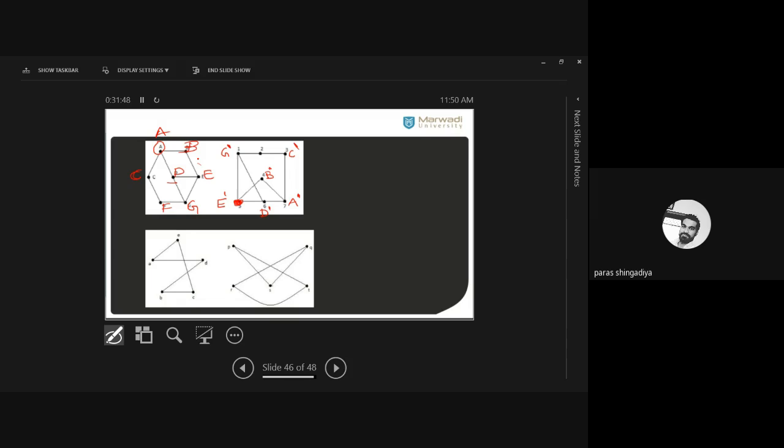Clear? F is adjacent with C and G. So here you can find such a place. Its degree should be 2 and it should be adjacent with C and G. Clear? And one more vertex is given here, and that will be the place of F. Clear? So these are the isomorphic graphs.